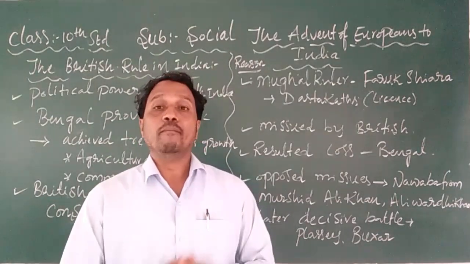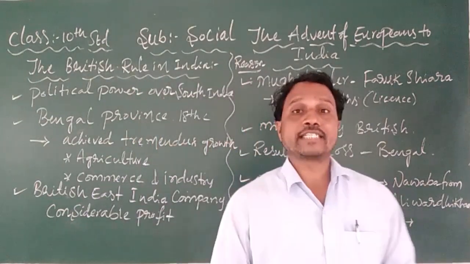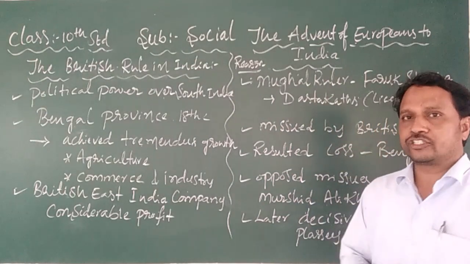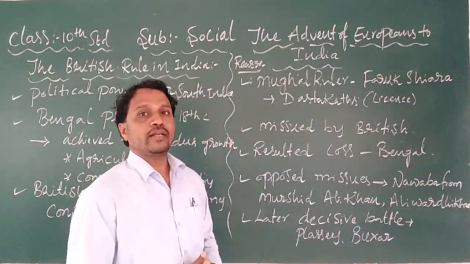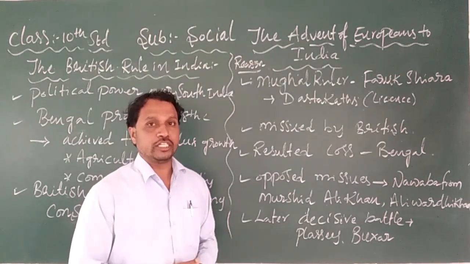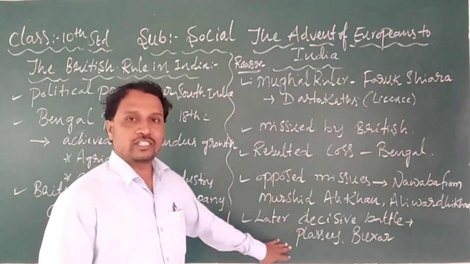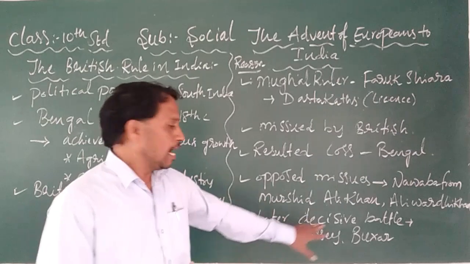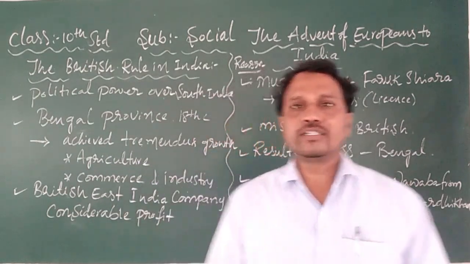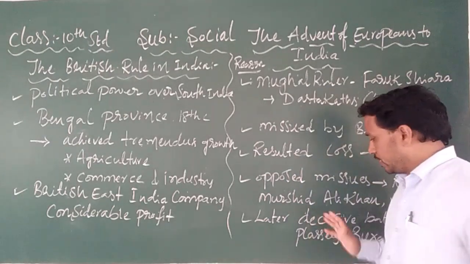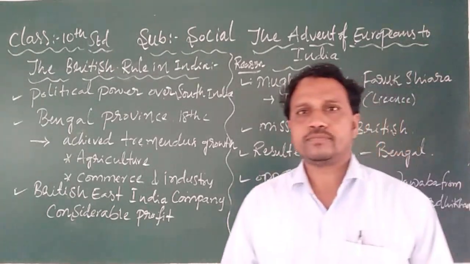This anger led to two decisive wars in Indian history. Which were the two decisive wars fought between the Nawab of Bengal and the British East India Company? One is the Battle of Plassey, and the second one is the Battle of Buxar. So now let's discuss one by one. The first one is the Battle of Plassey.